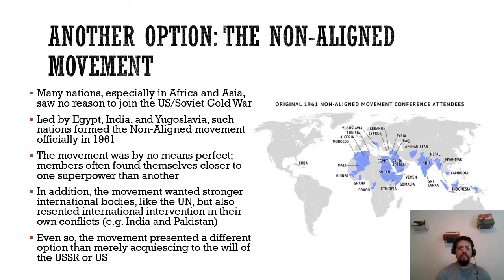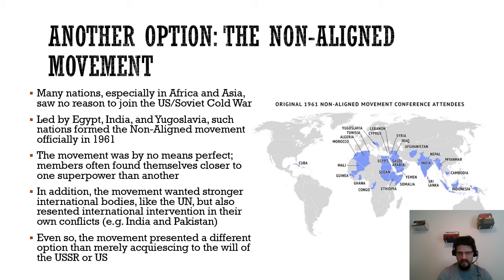Now, there is one other thing we got to talk about, and it was either going to be here or on our last slideshow, and our last slideshow ran a little long, so I opted to put it here. A lot of countries, especially in Africa and Asia, saw zero reason to join either side of the Cold War. In 1961, helmed primarily by India, Yugoslavia, and Egypt, these countries tried, you can see them in blue on the map there, to form the non-aligned movement, basically saying, hey, we don't want any part of your weird little, might kill everyone on the planet contest.